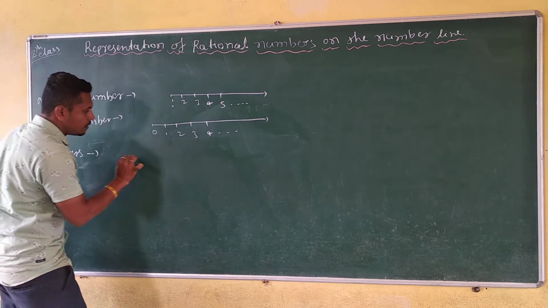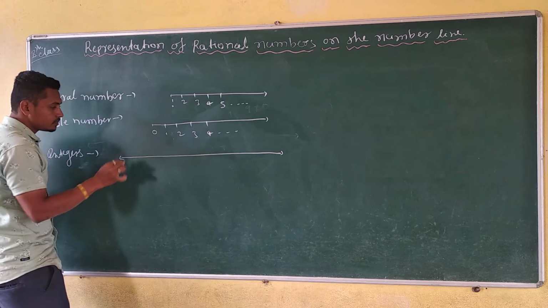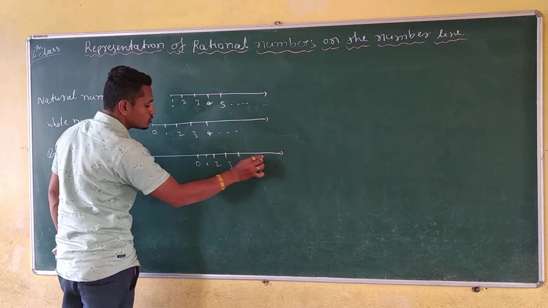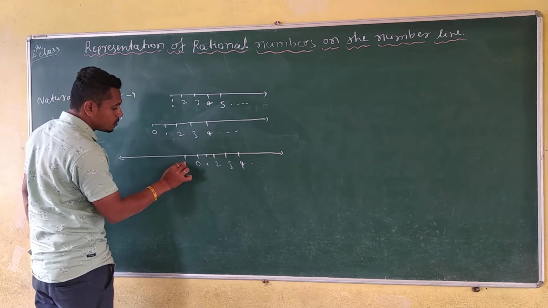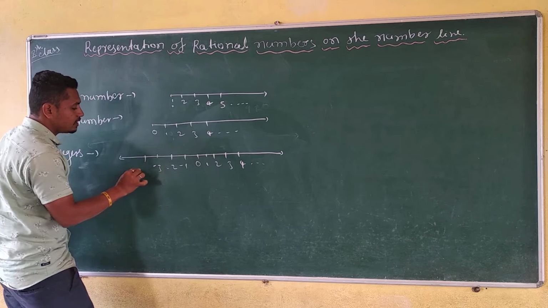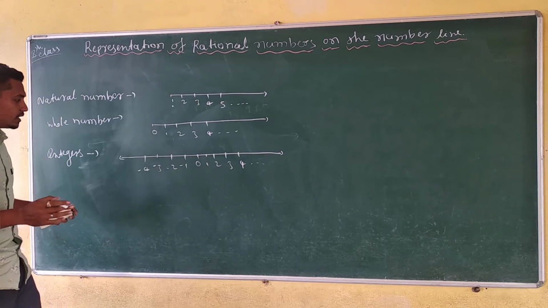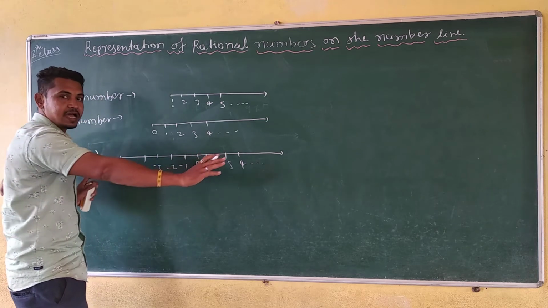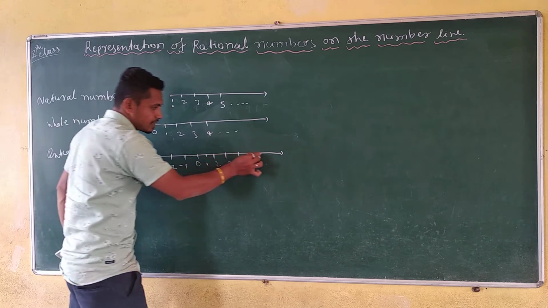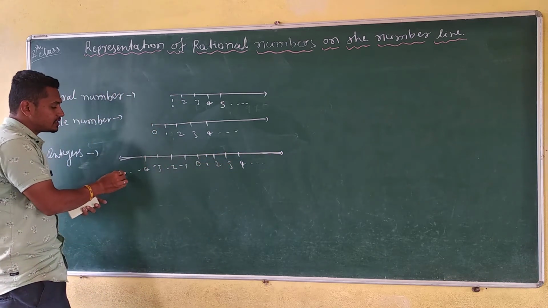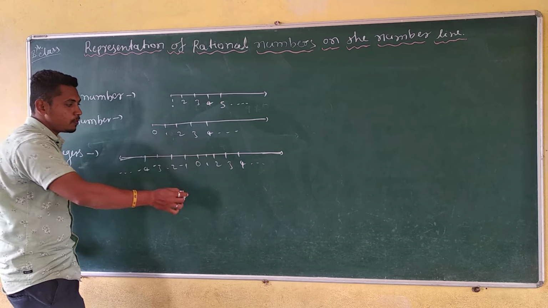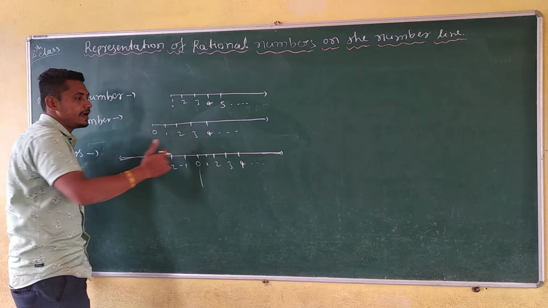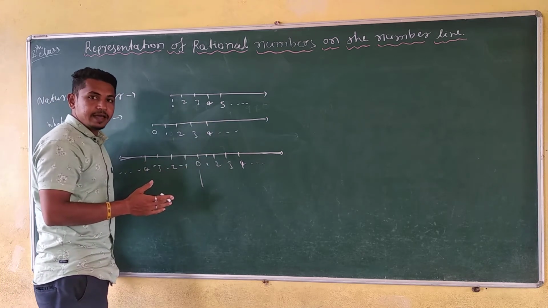Now take integers. See here, this is one number line, and between 0, 1, 2, 3, 4, and so on, and here this is the left hand side, so -1, -2, -3, -4. This integer number line is extended on both sides from 0. Left hand side also this number line is extended, and right hand side also this number line is extended.